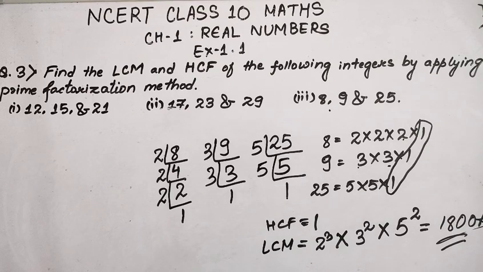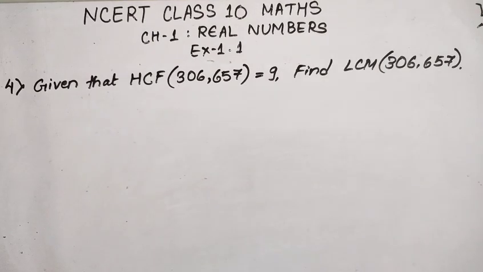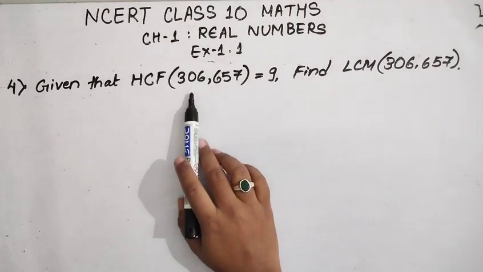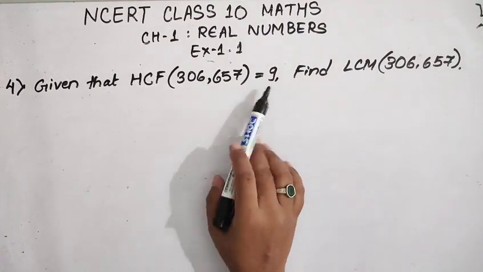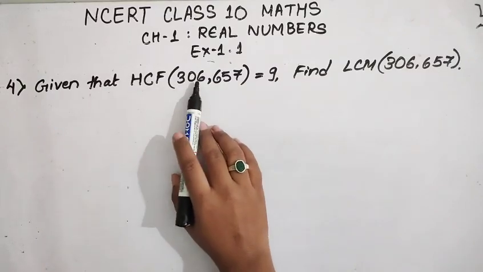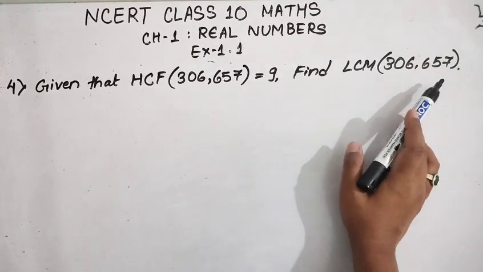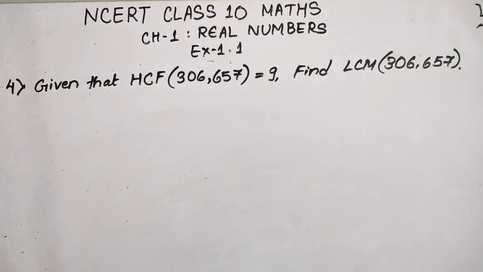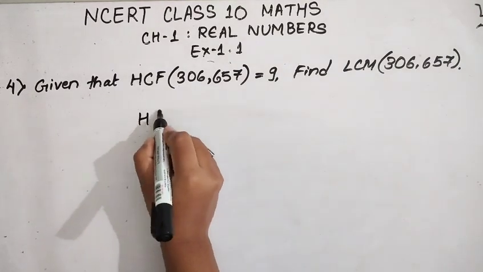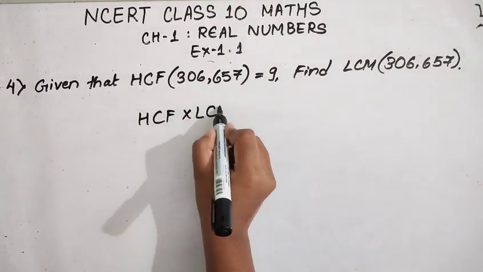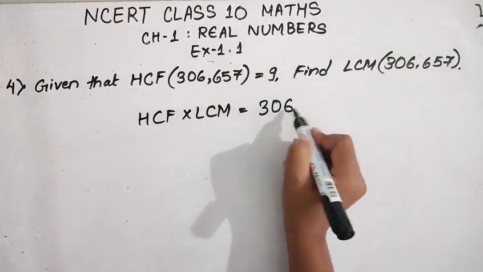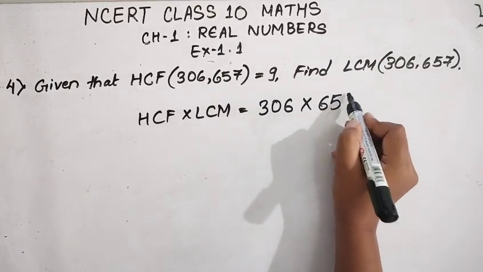We will move to question number 4. Question number 4 is written on the board. It says, given that HCF of 306 and 657 is 9, find the LCM of the same numbers, that is 306 and 657. Now, in this case, we know a formula: HCF into LCM equals 306 into 657.